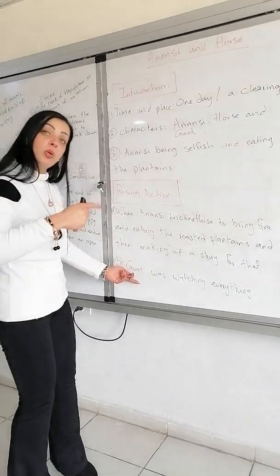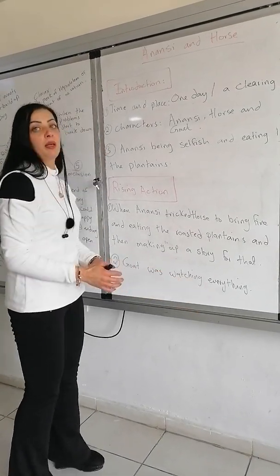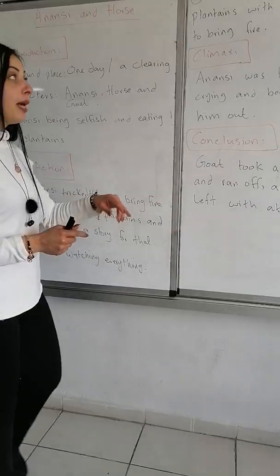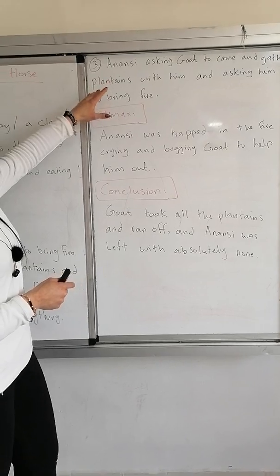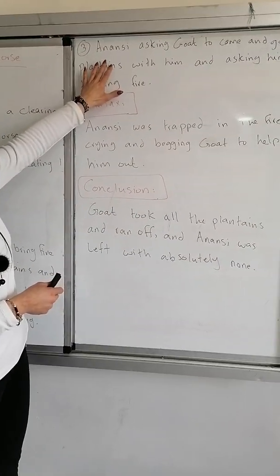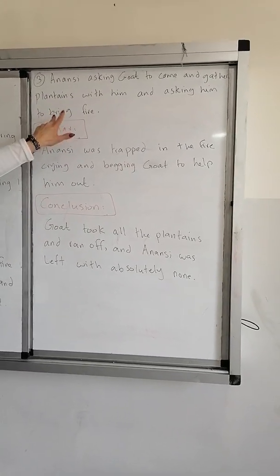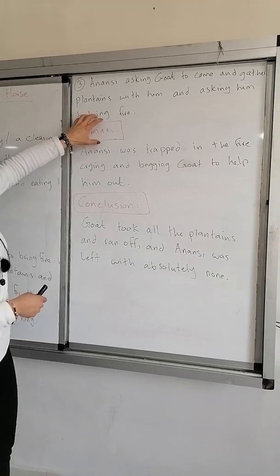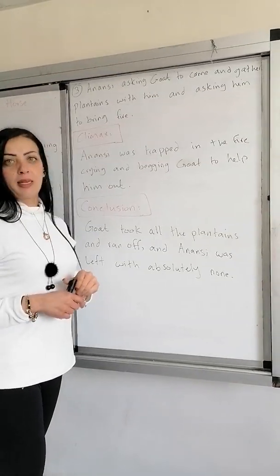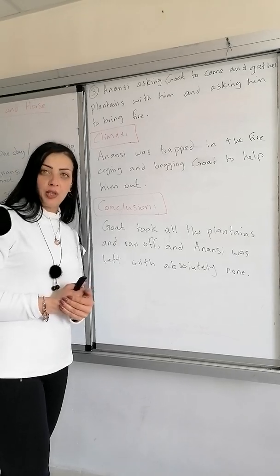But along with these actions, another action was happening. Goat was watching everything and figured out the whole thing. So the following day, Nancy asked Goat to come with him, and fetch and gather plantains. And then also, Nancy asked Goat to go and bring fire. The peak of the problem is when Goat tricked Nancy and trapped him in a circle of fire.